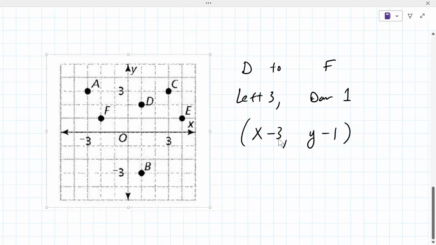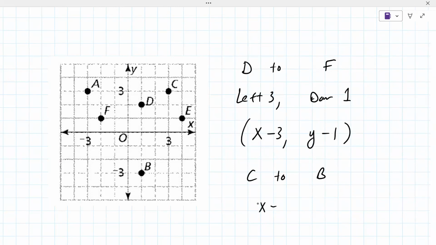Yeah. So you try this one, go from C to B and give me the rule for that. So it'd be X minus two, Y minus one. Oh wait, no, that was to D. Yep, sorry, I did that to D. Sorry. It would be, I mean, sorry, Y minus six. Good, very good. Okay.